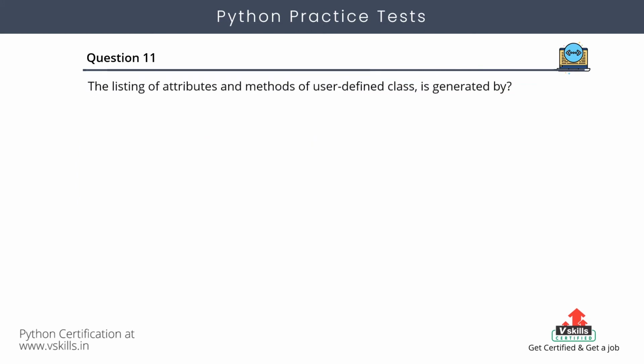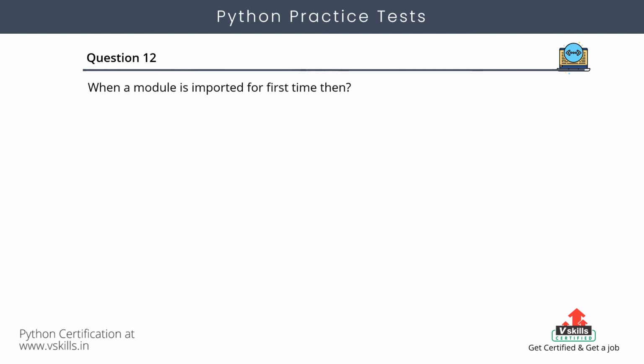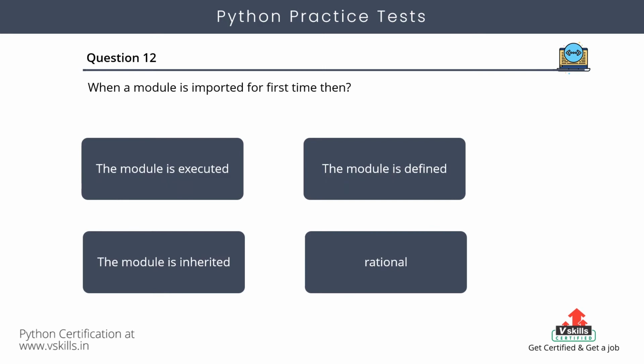Question 11. The listing of attributes and methods of user-defined class is generated by? The correct answer is option D. Question 12. Which of the following is true for when a module is imported for first time? The correct answer is option A.